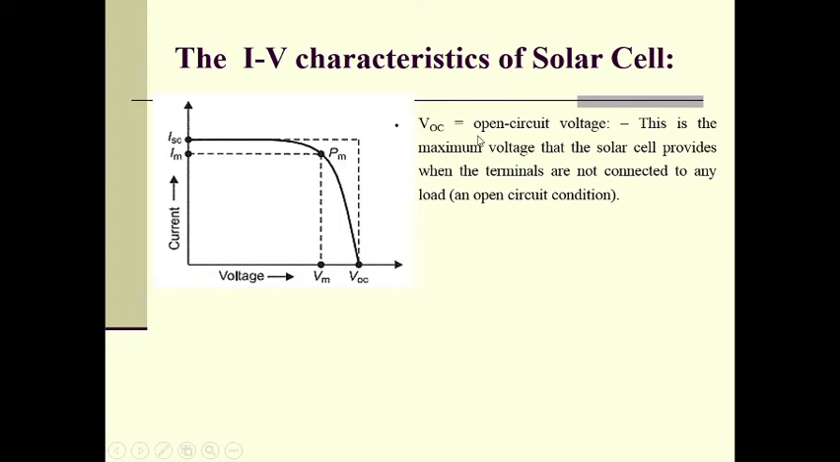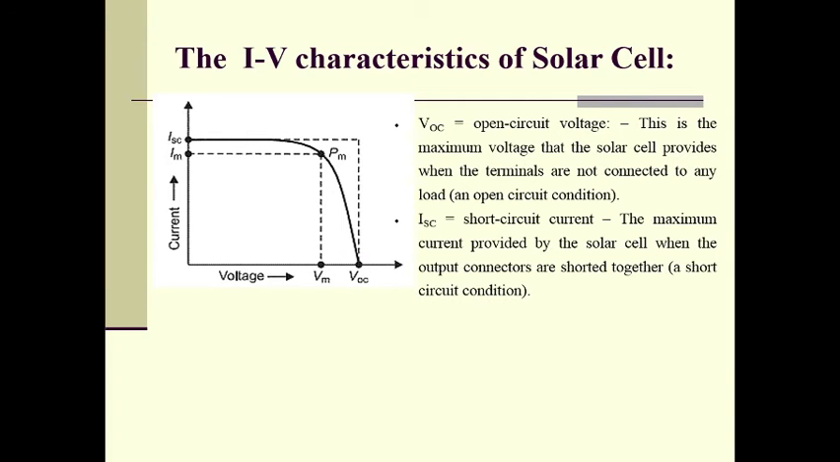VOC means open circuit voltage. That means this is the maximum voltage that the solar cell provides when the terminals are not connected to any load, right? So when the terminals are not connected to any load, then we will get the open circuit voltage. That means the circuit will be open, right? There will be no load applied to the solar cell, and that corresponding voltage is called VOC or open circuit voltage, right? So this is the open circuit condition.